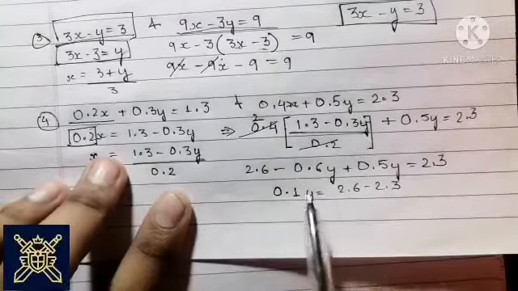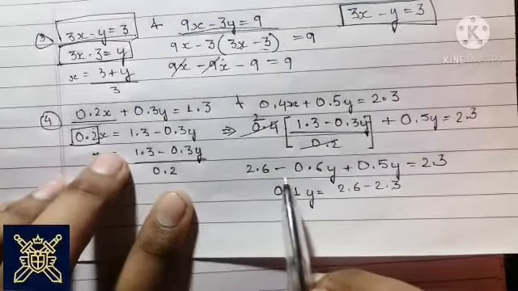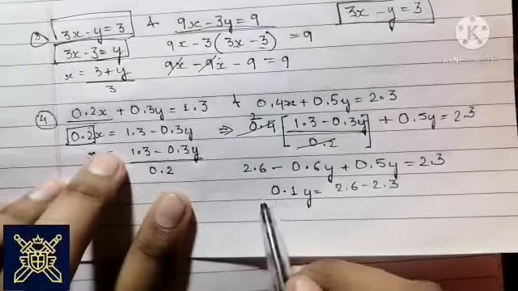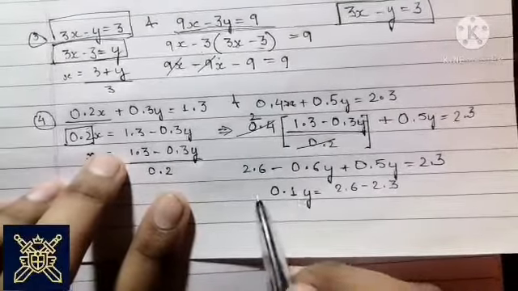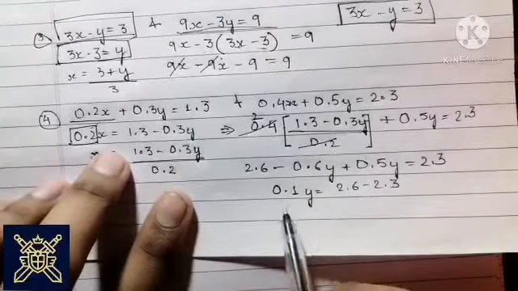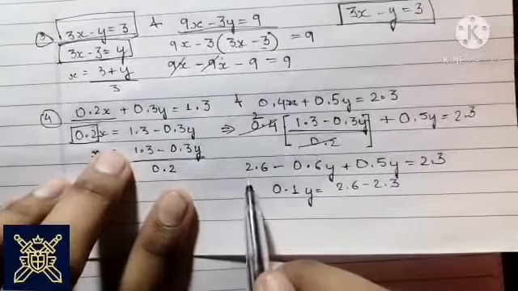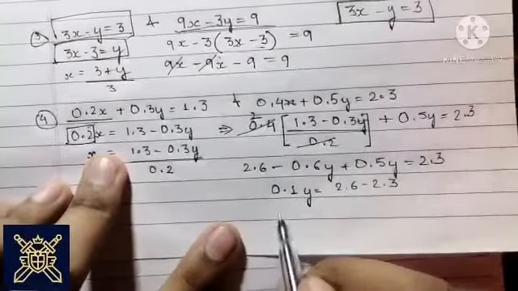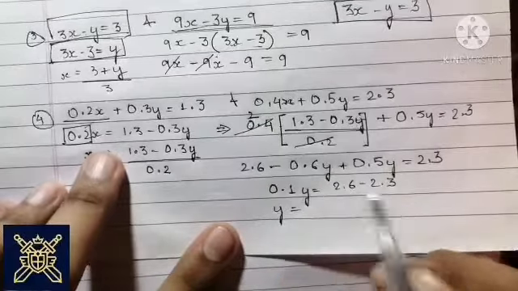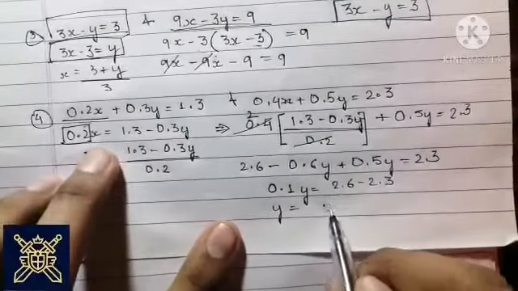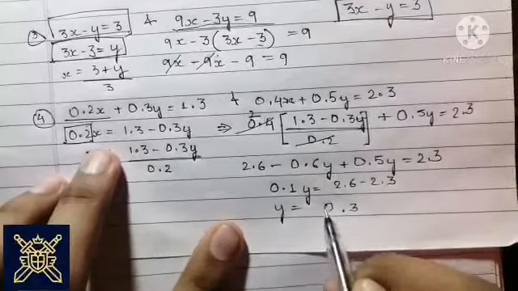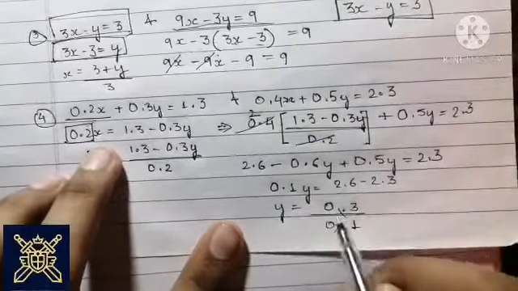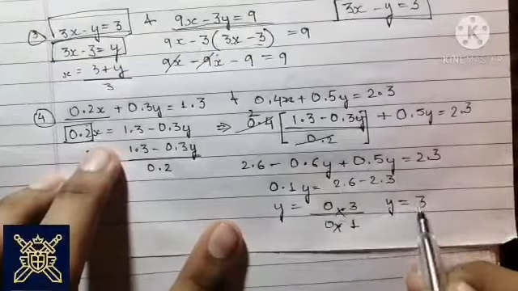Let me tell you what I have done. Here by adding minus 0.6 plus 0.5, I get minus 0.1y. I send this minus 0.1 over that side, this becomes positive. I send this 2.6 this side, this becomes 2.6 minus 2.3. That's what I have written here. So here you can write that y is equal to 2.6 minus 2.3 will give you 0.3, and this is upon 0.1. 0.3 upon 0.1, the decimals get cancelled and you get that y is equal to 3.